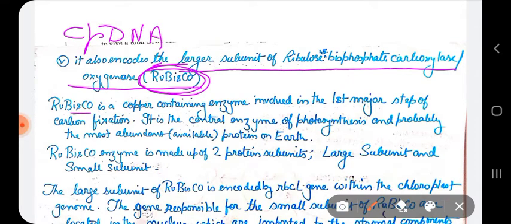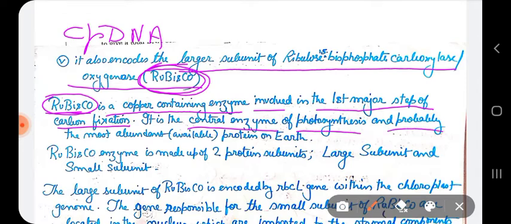Rubisco, or ribulose 1,5 bisphosphate carboxylase oxygenase, is a copper containing enzyme, and this enzyme is involved in the first step of carbon fixation. This enzyme is the central enzyme for photosynthesis and probably the most abundant protein found on the earth. Right? Rubisco enzyme is made up of two protein subunits, large and small.